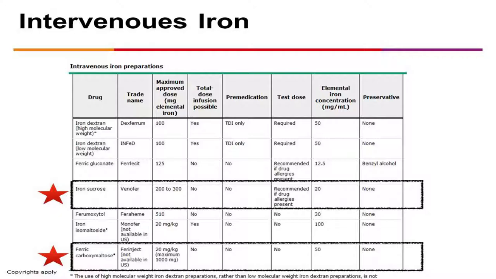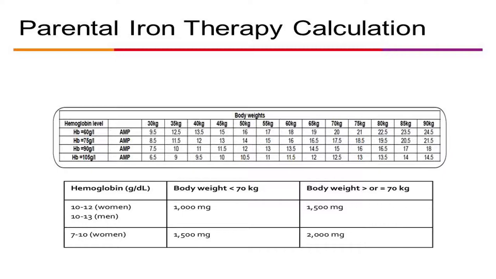The advantage of it is we can give the complete dose in only 2 sessions. And there are fewer side effects with the ferric carboxymaltose and iron sucrose. So this is how we can calculate the dose in Ferrisac or iron sucrose.